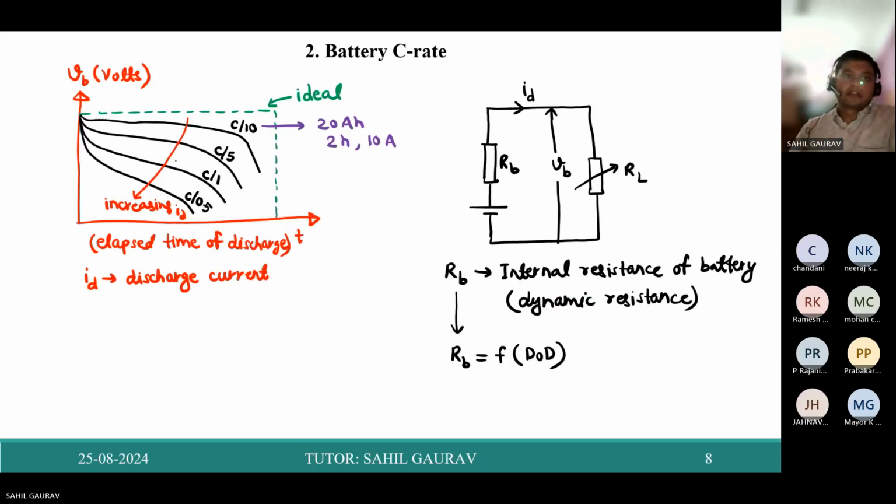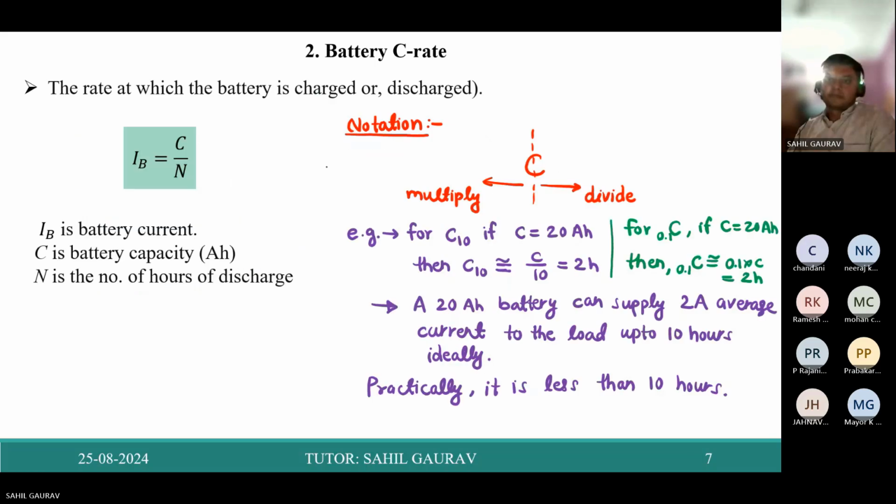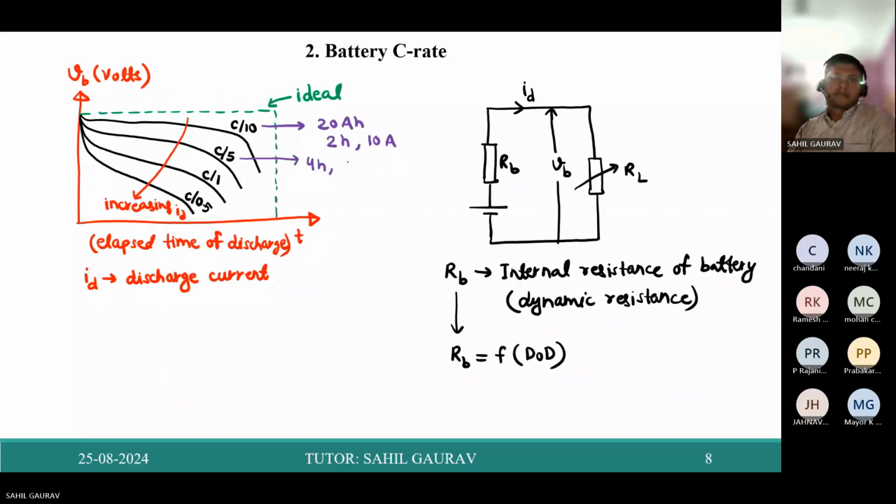So now for this case, for the 20 ampere hour battery, this will be 4 hour, and then 20 ampere hour upon 4 will be 5 ampere.